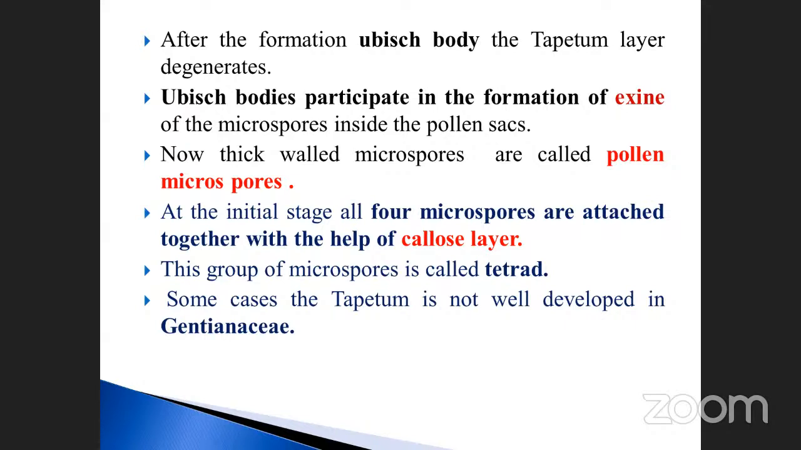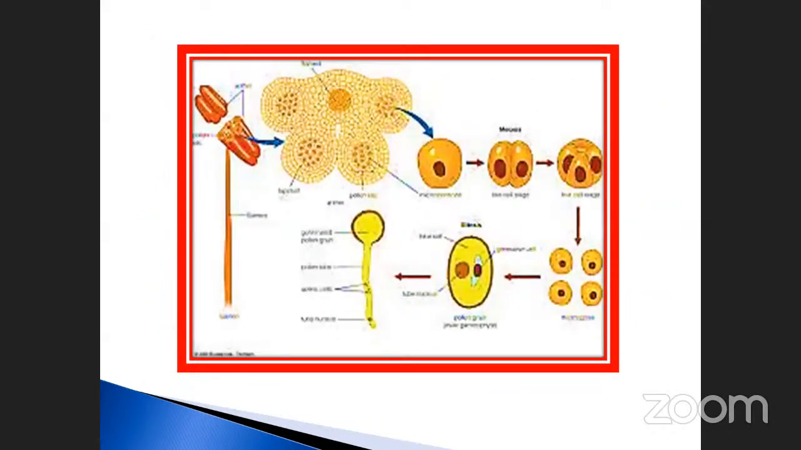Go to the next slide. See, we already saw these things. This is microsporogenesis. The spore cells are produced: the single cell divides into 2, and then these are the 4 cell stage. This is called the tetrad stage, and the callose is also attached together. Finally it divides into 4 pollen grains. This is a well matured pollen grain.